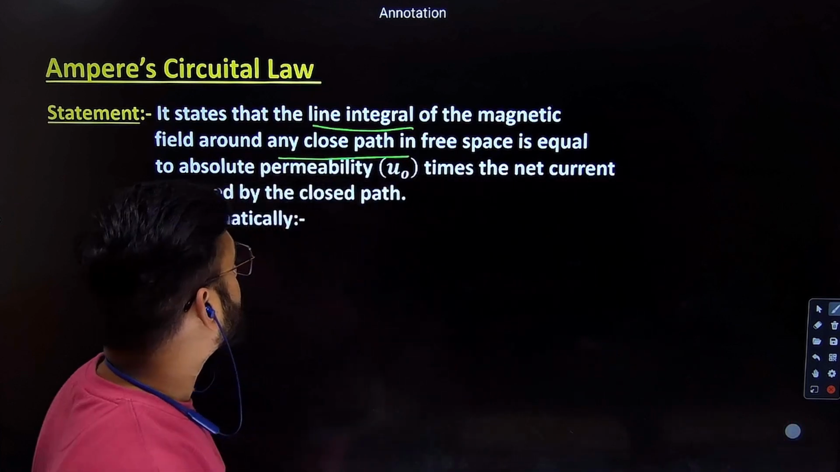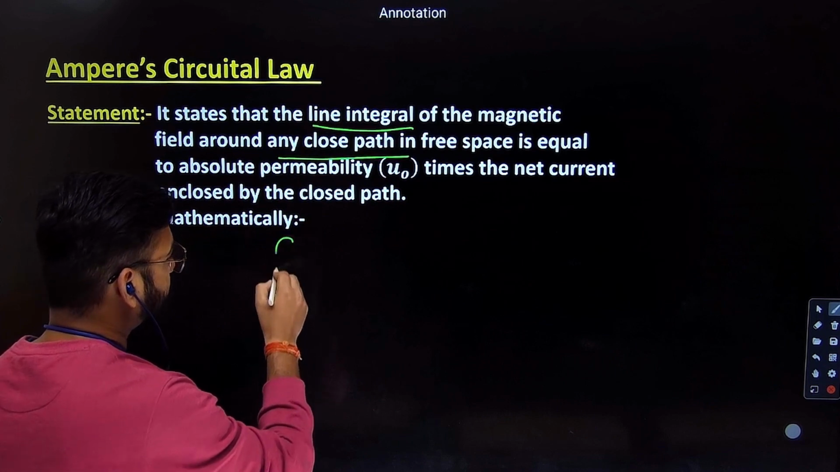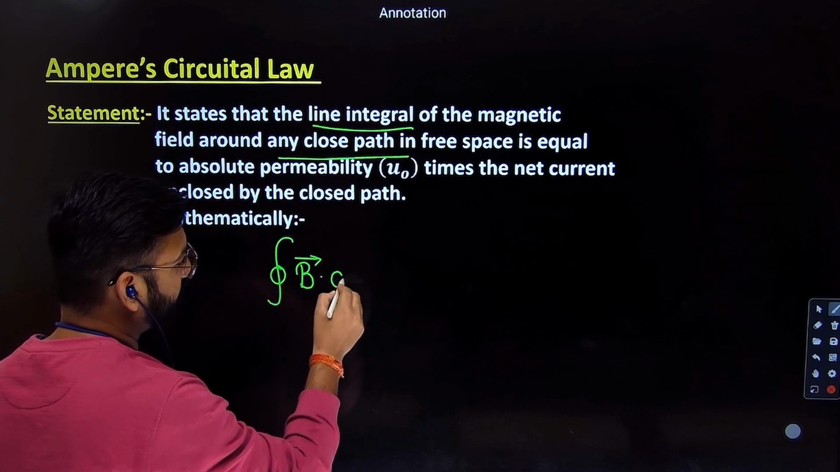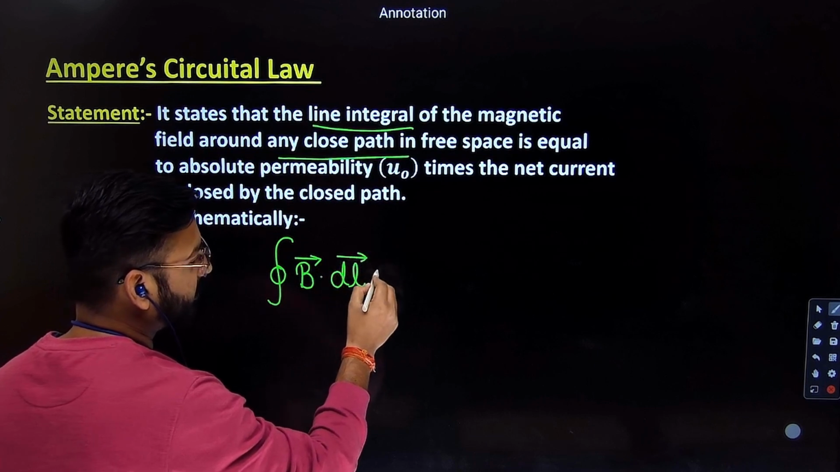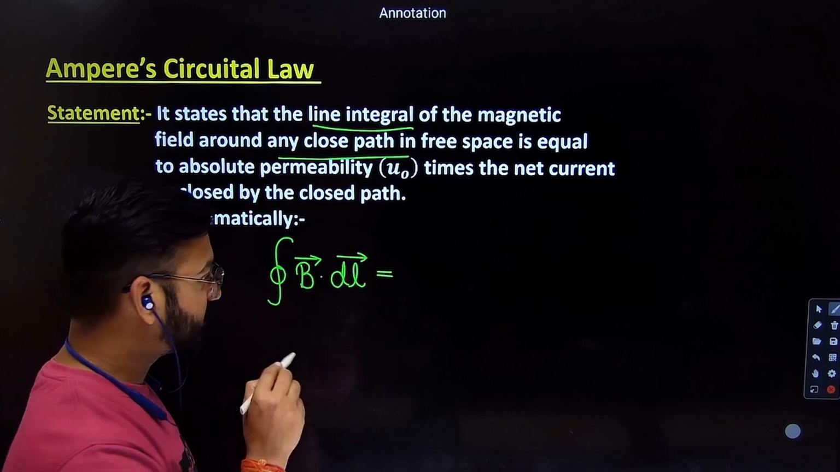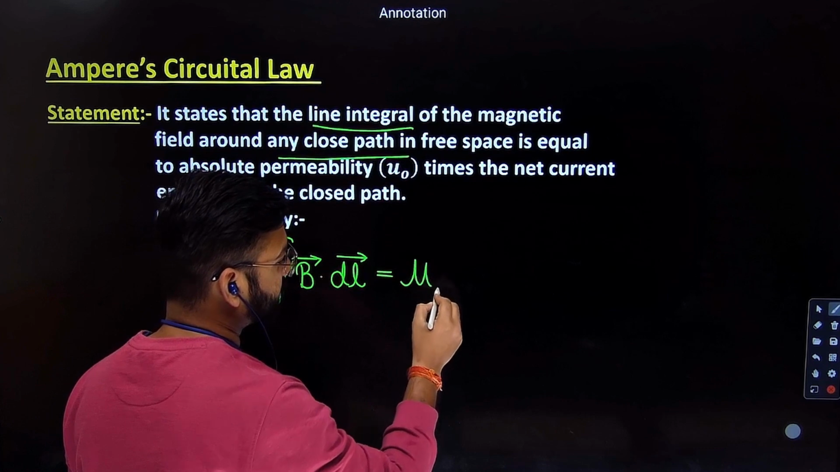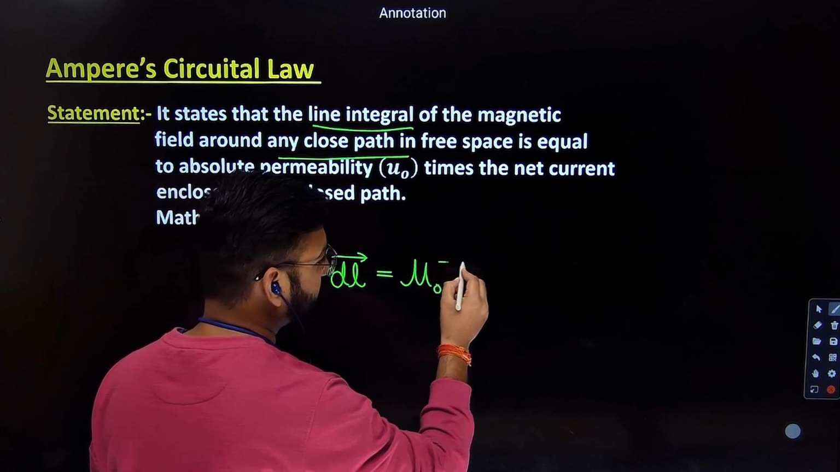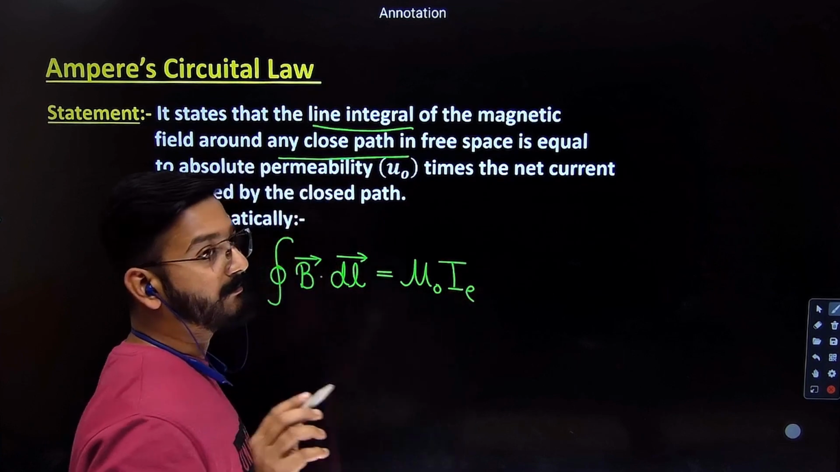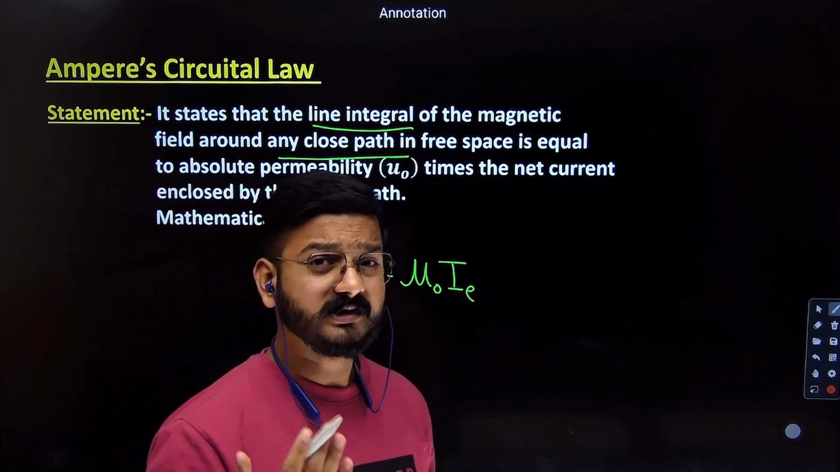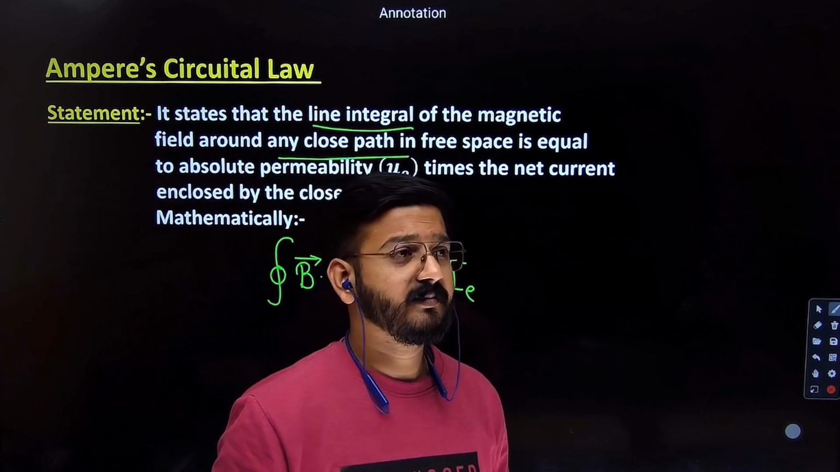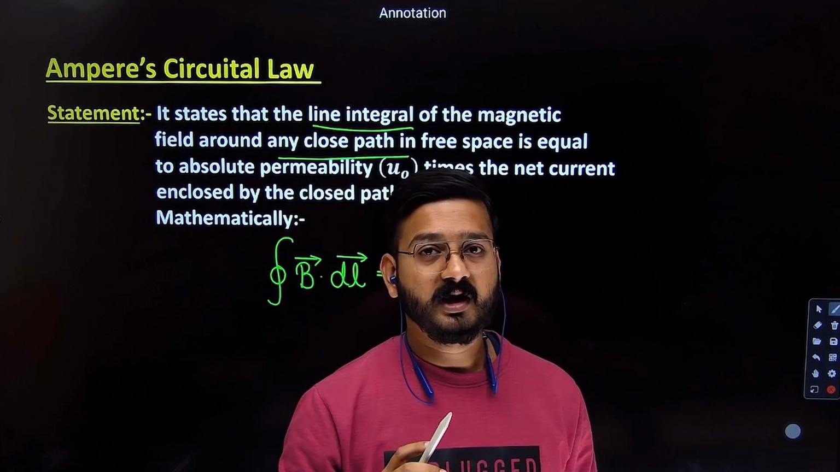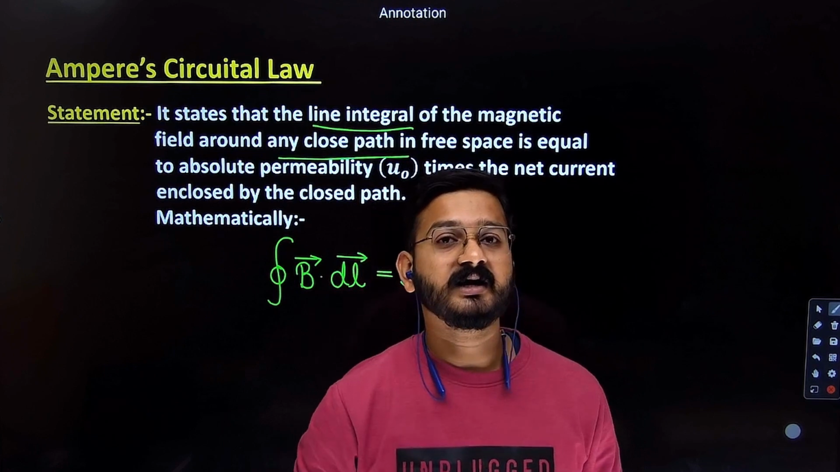So mathematically, how do we represent it? We represent it: line integral of magnetic field over a closed loop is equal to mu naught, which is called magnetic permeability of the free space, multiplied by the current enclosed by the Amperian loop. What is Amperian loop? Amperian loop is basically an imaginary loop which you draw across a current carrying conductor.